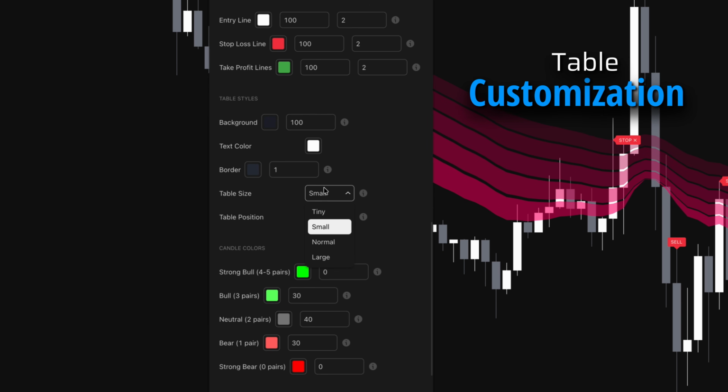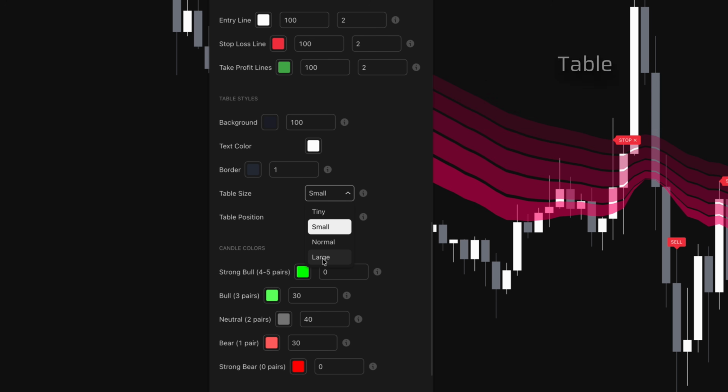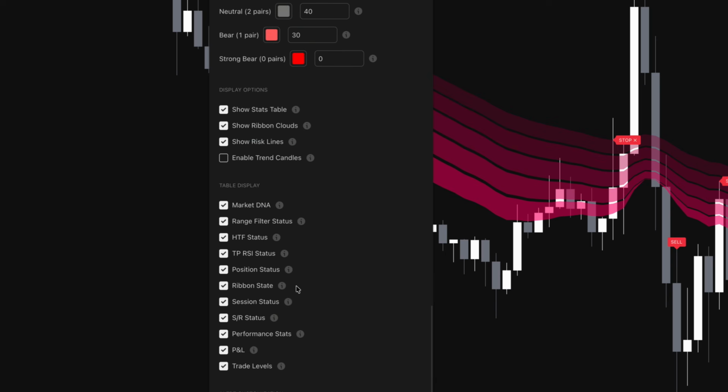New size options. Tiny, small, normal, large. Pick what fits your screen. Table position selector lets you place it in any corner or center. Row visibility toggles let you show or hide individual rows. Don't need to see market DNA? Hide it. Only want trade levels? Turn off everything else.